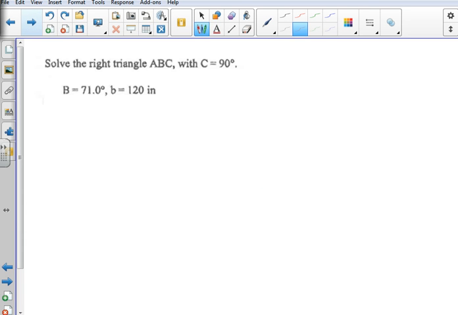Alright, solve the right triangle with, let's see, so I got a 71, so I have angle B, angle A, angle C is the right angle. Side B is 120 inches. And angle B is 71 degrees. So I know angle A, for example, is 29 degrees. And let's see, I got side C and side A are the two other things I need to find.